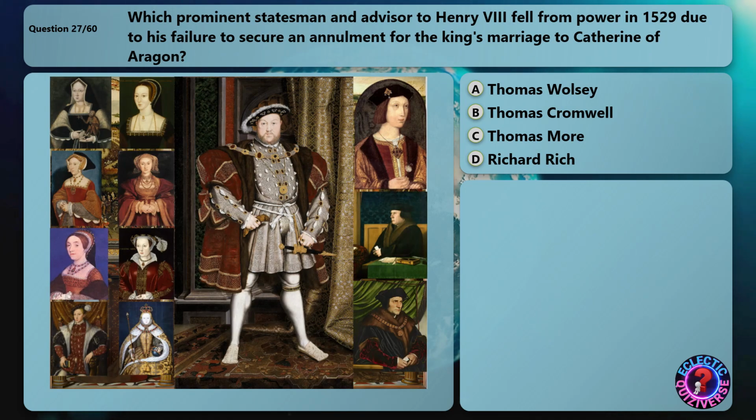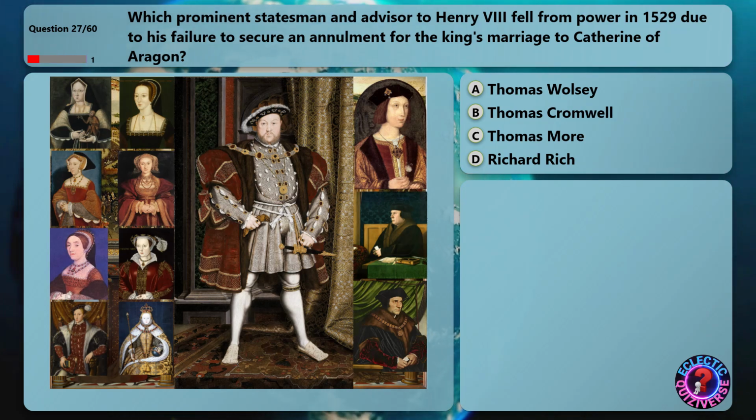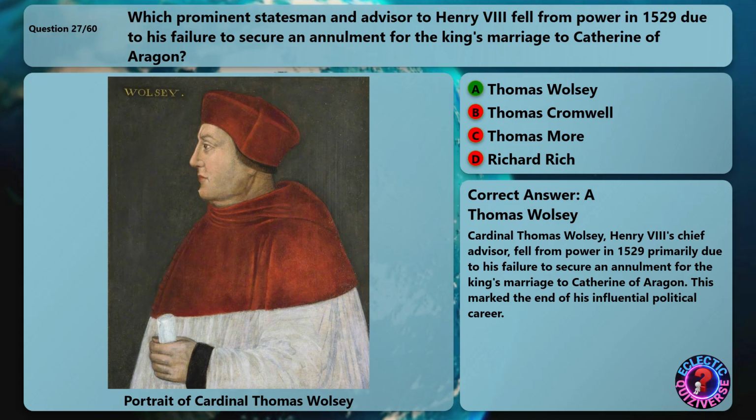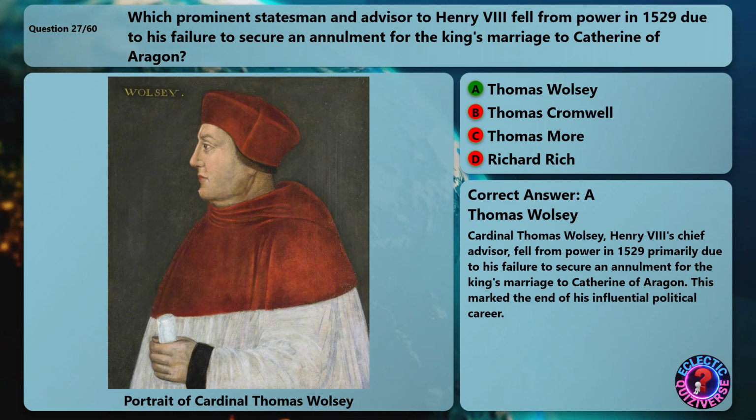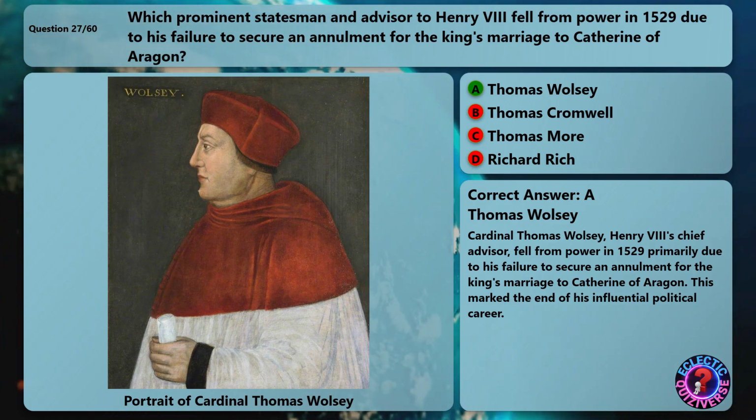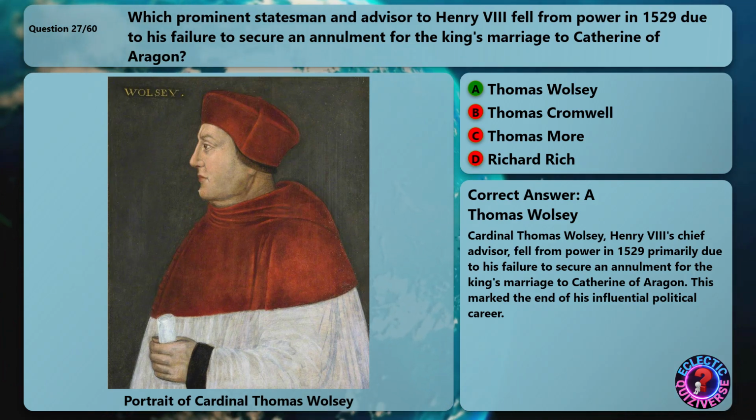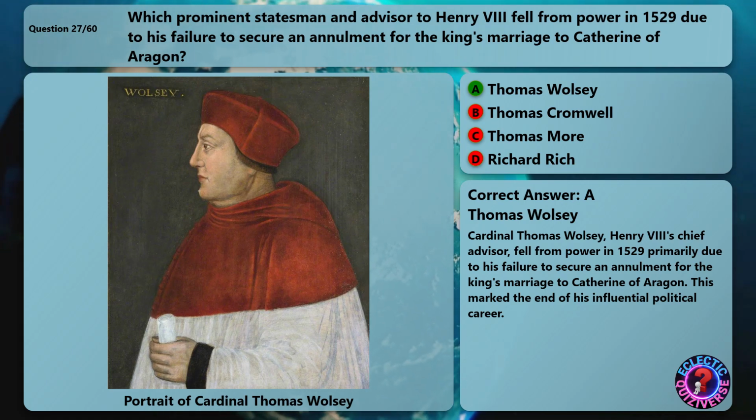Which prominent statesman and advisor to Henry VIII fell from power in 1529 due to his failure to secure an annulment for the king's marriage to Catherine of Aragon? The correct answer is Thomas Wolsey. Cardinal Thomas Wolsey, Henry VIII's chief advisor, fell from power in 1529 primarily due to his failure to secure an annulment for the king's marriage to Catherine of Aragon. This marked the end of his influential political career.